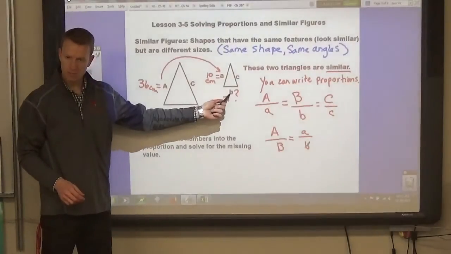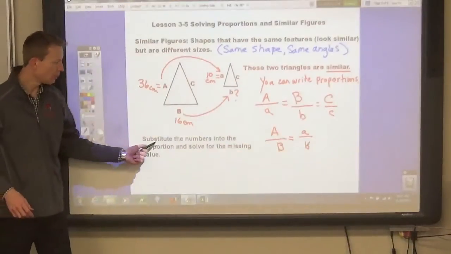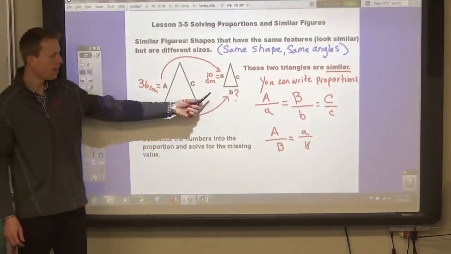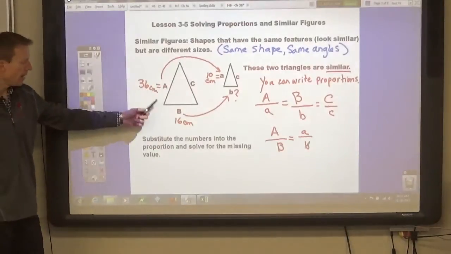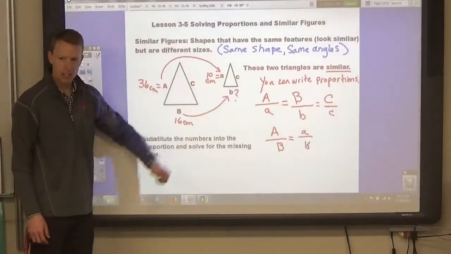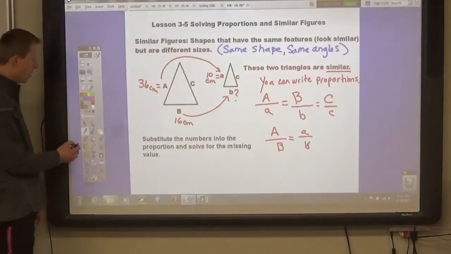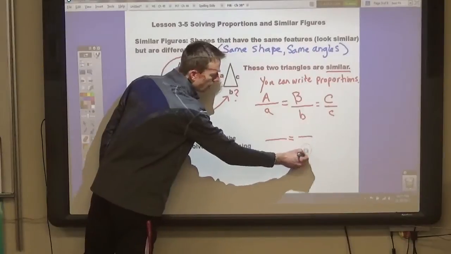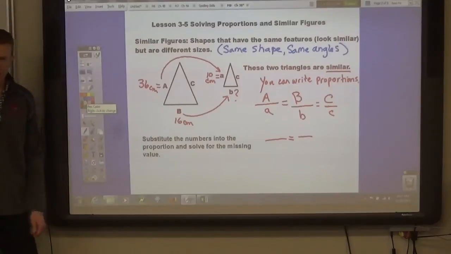But the point is, why you're doing this is so that you can substitute the numbers in and then solve for a missing value. So we don't know what B is. We know what A and B are, but we don't know what B is over here. So then you can substitute the numbers in. Instead of writing A and B, let's put the numbers in and make a proportion.